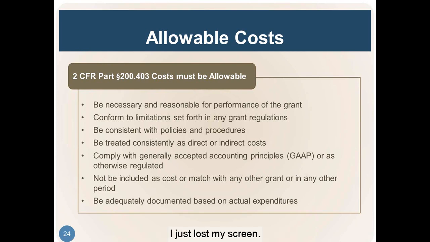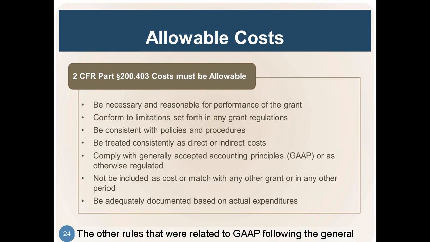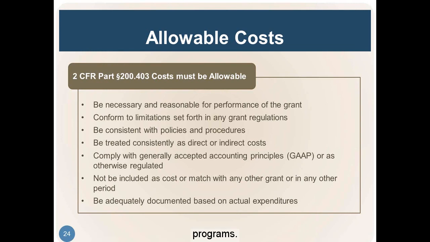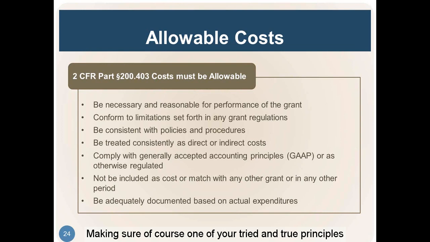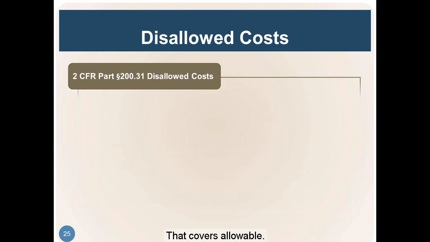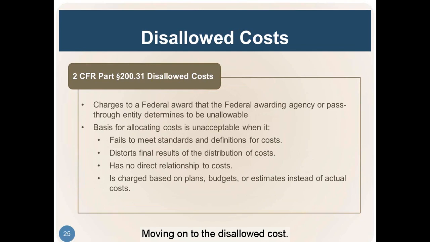And I just lost my screen, so the other rules were related to GAAP, following the generally accepted accounting principles, and making sure that the costs are not already accounted for as a match for any other grant program, and making sure, of course, one of your tried and true principles, that you always have adequate supporting documentation that are based on the actual expenditures for that program. So that covers allowable.